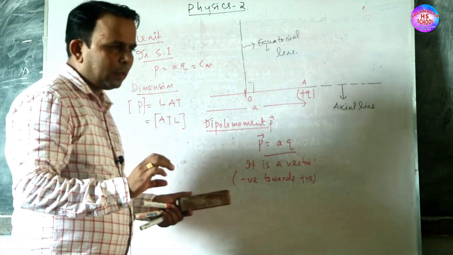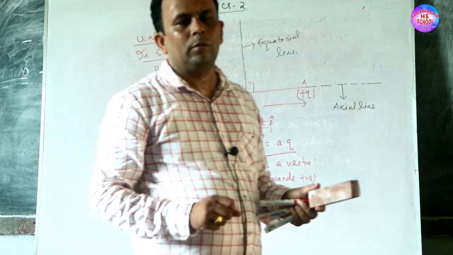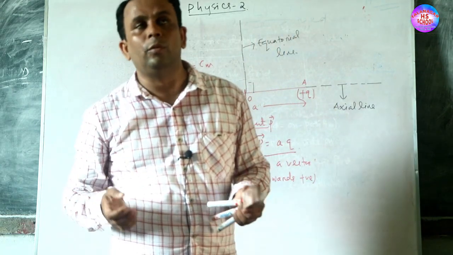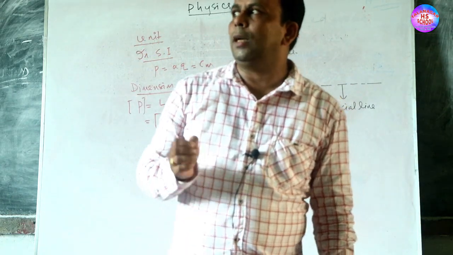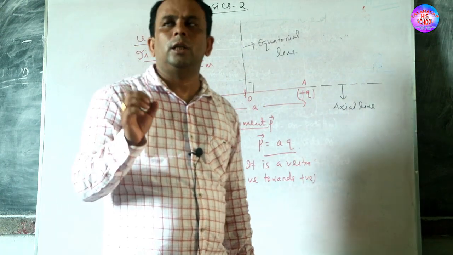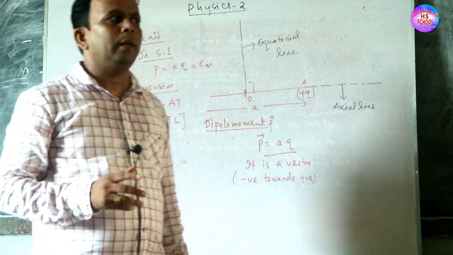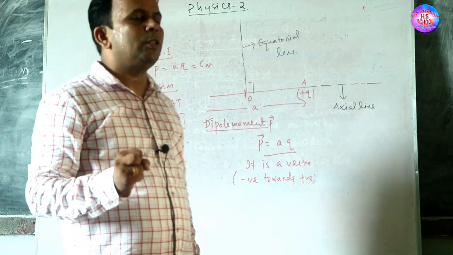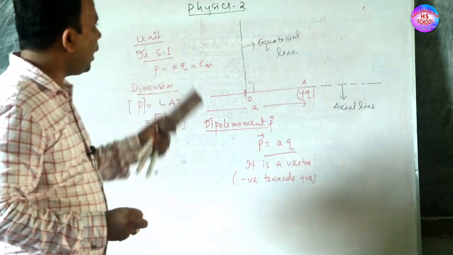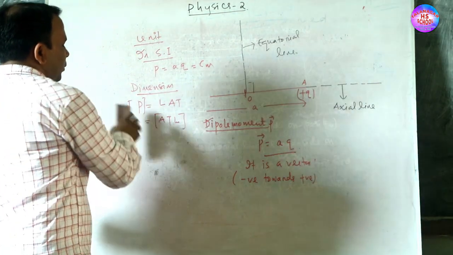So what is an ideal electric dipole? A dipole in which the magnitude of charge tends to infinity and the distance of separation between them is zero is called an ideal electric dipole.